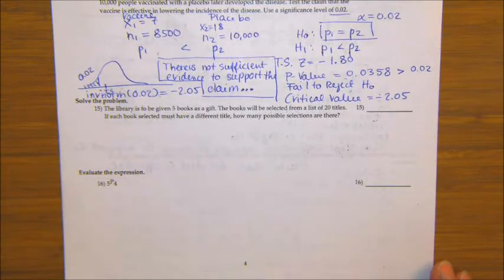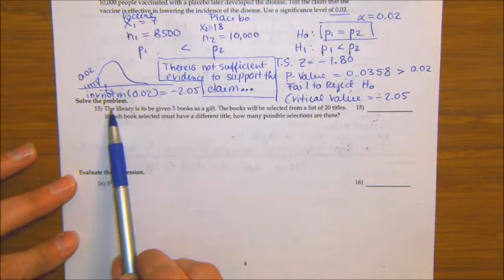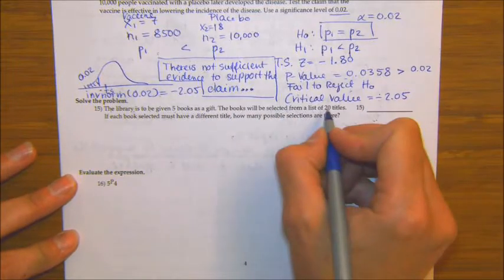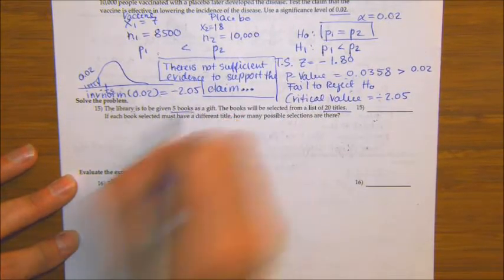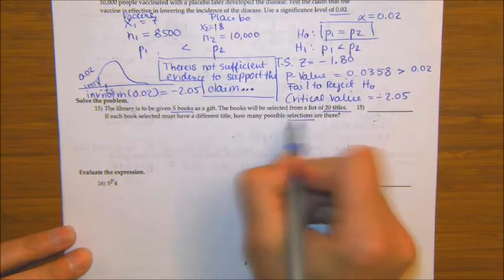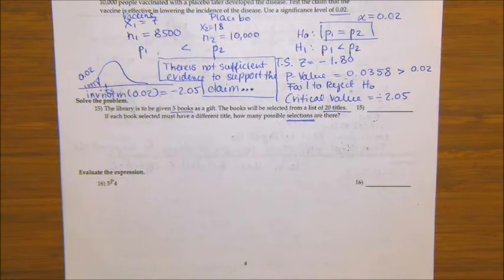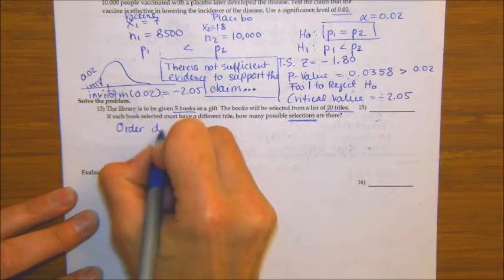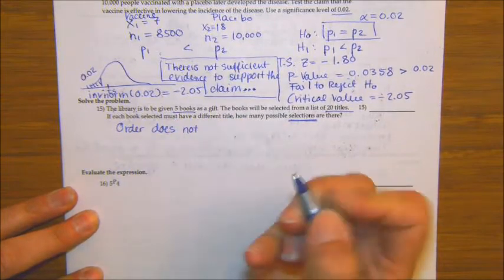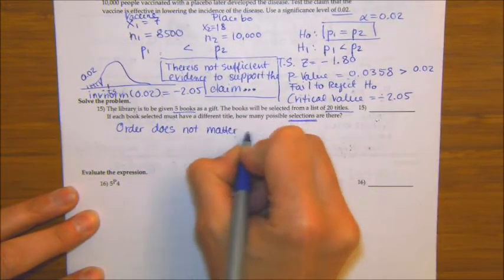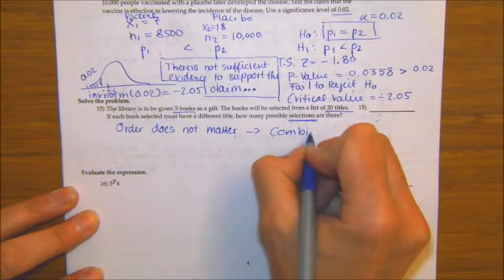Okay, just a couple more questions. This one, the library is to be given 5 books as a gift. The books will be selected from a list of 20 titles. If each book selected must have a different title, how many possible selections are there? Now, when they look at the 5 books they're getting, it doesn't matter which order they get them. So order does not matter in this case. The library only cares which books they get. So since that is the case, it is a combination problem.